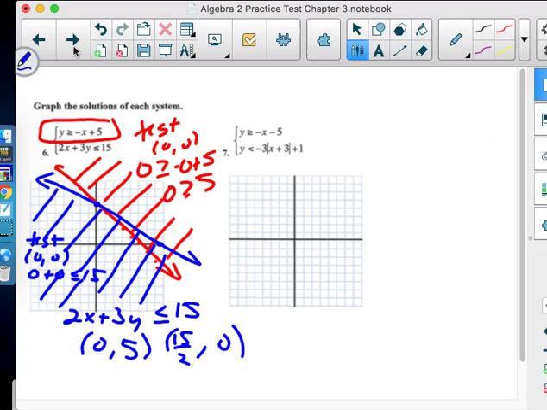I see lots of little sliver shadings. Like that. Everybody agree? That's where it is. That's where it is. All right, let's go on to this one.